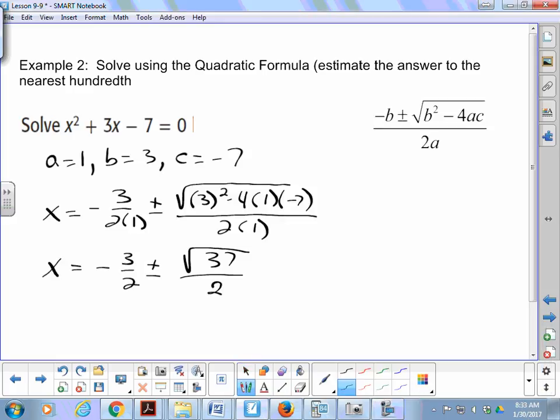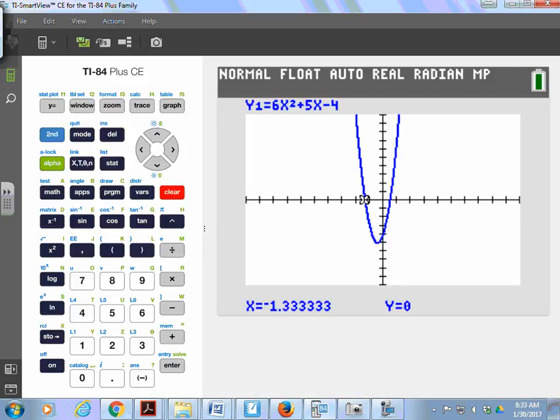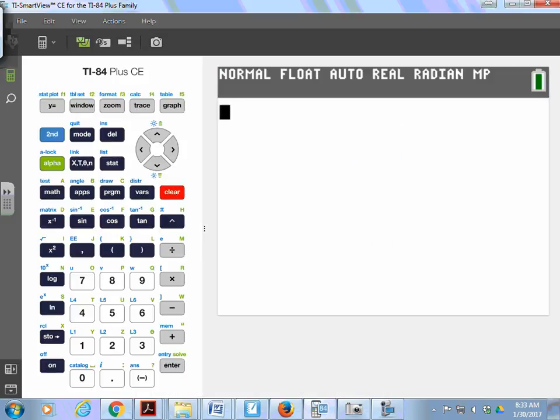All right, so we get this fraction here for the quadratic formula, so we want to get it to the nearest hundredth. So we go to our calculator, and -3 divided by 2 plus. Now, this is where, if you do it the way the book has, it's actually easier for you.